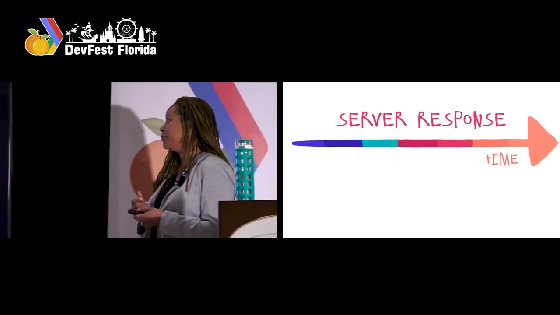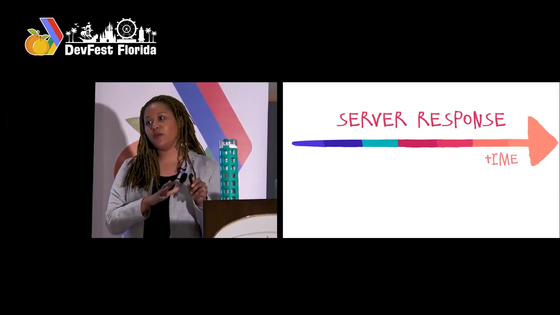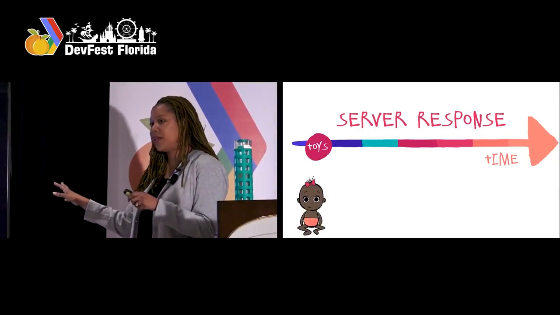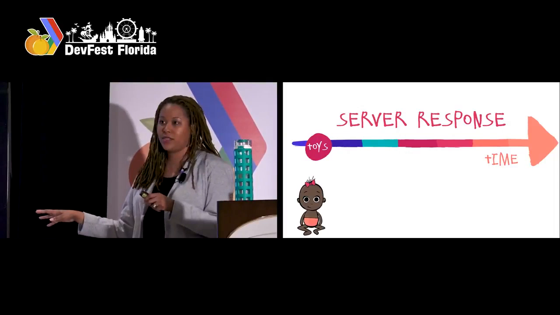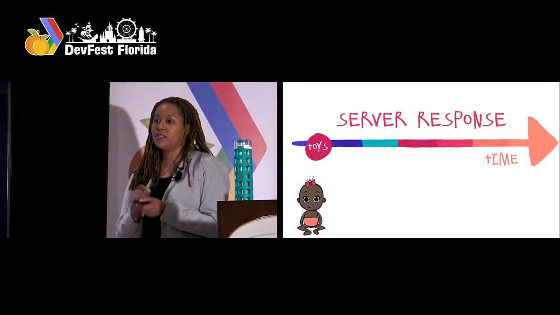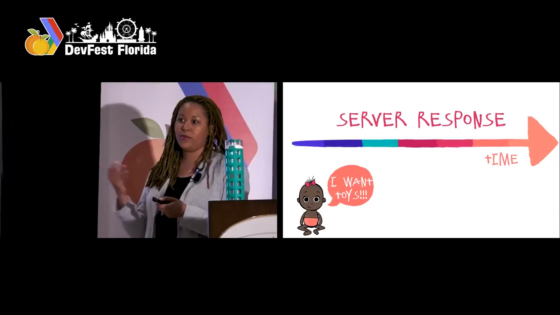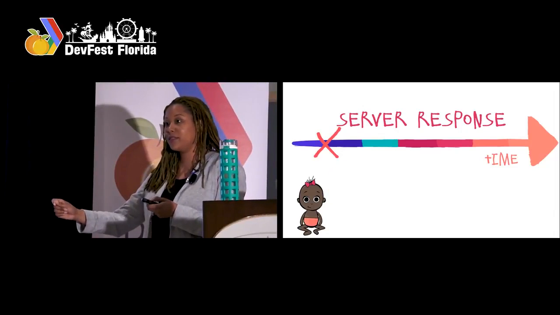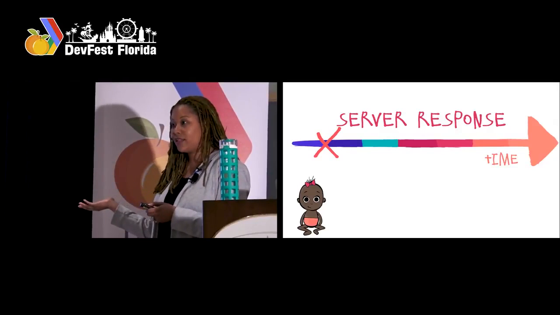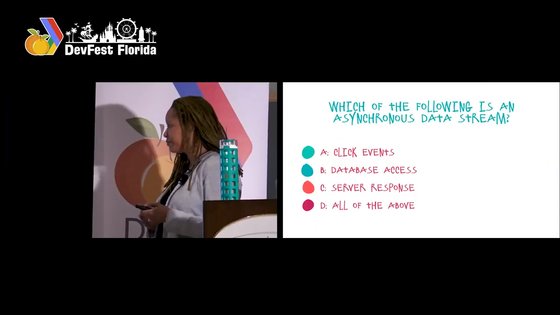Let's look at another example. This time with a server response. Now this is different from what we saw with GPS in that it's a one-time deal. So a request can be made to the server, a response comes in. It's just one thing, one item in the stream of time, but it's still a valid asynchronous data stream. Let's look at another example. Same thing, server response happens, but this time, no value comes back. This is also valid. The response is an error, but this is still a valid data stream.